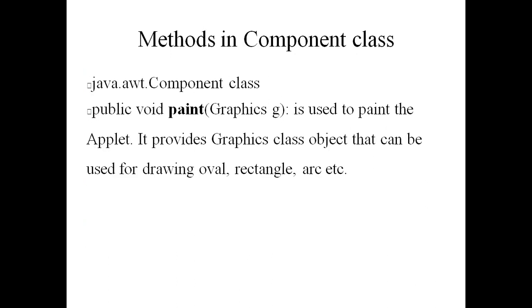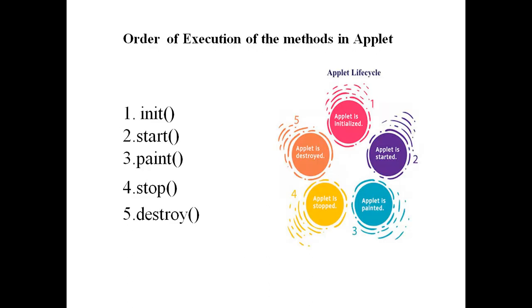Now the 5th method which belongs to the life cycle of an applet is the paint method, which belongs to the component class present in the java.awt package. The paint method is used to paint the applet. It provides a graphics class object that can be used for drawing the different graphical shapes. So the paint method is basically used for displaying the output on the screen. It is basically painting the output on the screen. So these are the 5 methods that are used in the life cycle of an applet: init, start, stop, destroy and paint.